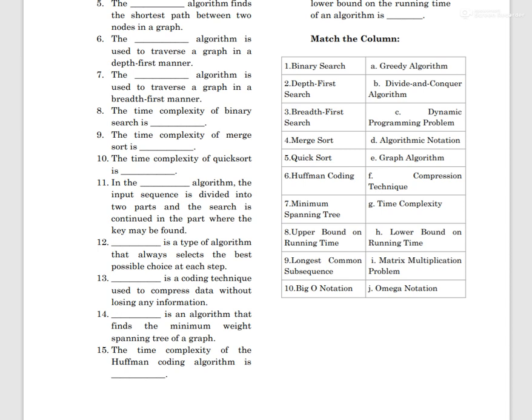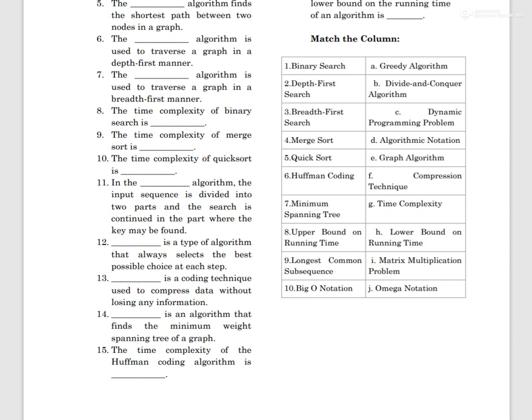Question number 13. Dash is a coding technique used to compress data without losing any information. So the correct answer for this question is Huffman coding. Huffman coding approach or technique can easily compress data, that is reduce its size, its total number of bits, without losing any type of information. It is also a type of greedy technique in which we minimize the number of bits, that is we reduce the size of the whole file.